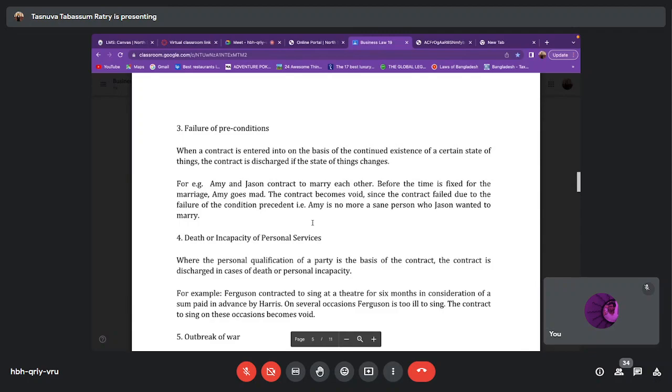So in any case, when a contract is entered where the basis of the contract is the continued existence of a certain state of things, and that continued state of things has changed, then due to that change, due to that failure of the precondition, the contract is terminated or discharged.